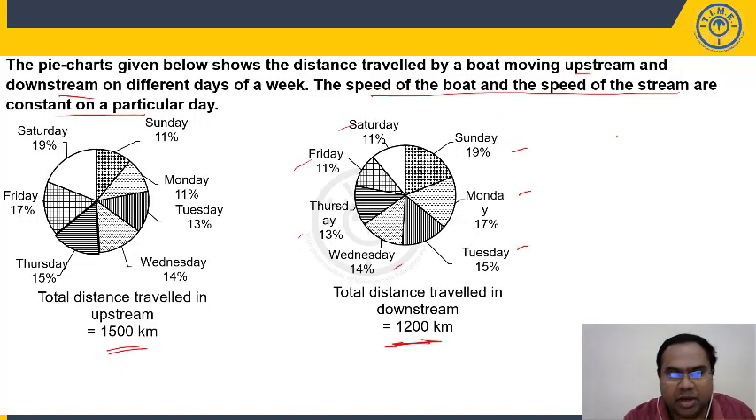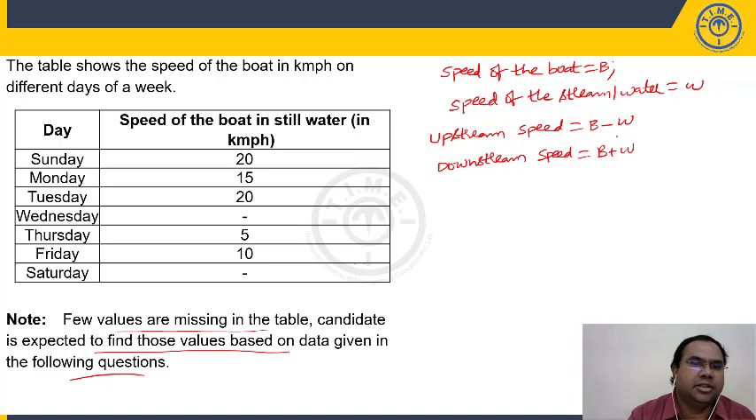So we have the first pie chart giving total upstream distance 1500 kilometers and how much distance traveled on each day of the week. The second pie chart gives me total downstream distance of 1200 kilometers with distribution Sunday to Saturday. The third one is giving you the speed of the boat, that means the B value. W value is not given anywhere. Depending on the question, we need to find it out. Upstream speed is B minus W, provided that speed of the boat is B and speed of the stream or water is W. Downstream speed is B plus W.